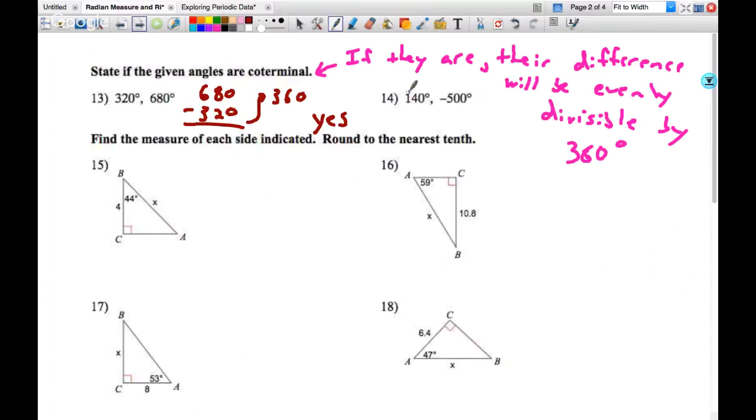If I do 140 minus a negative 500, that's going to give me a positive 640. Is that divisible by 360? It's going to give me a decimal. So this is a decimal. So no, number 14, those are not coterminal angles. Angles with the same terminal side.